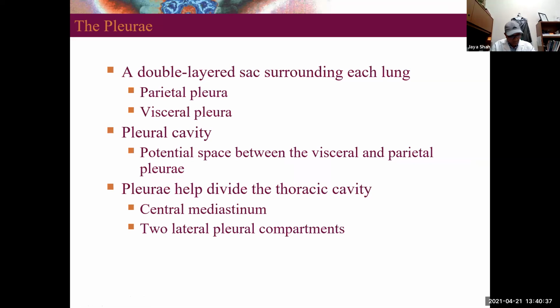Pleura is a double layer sac surrounding each lung, and it has an outer layer called parietal pleura and an inner layer called visceral pleura. The space between these two pleura is called the pleural cavity. This pleural cavity contains some fluid called pleural fluid. So pleura help divide the thoracic cavity.